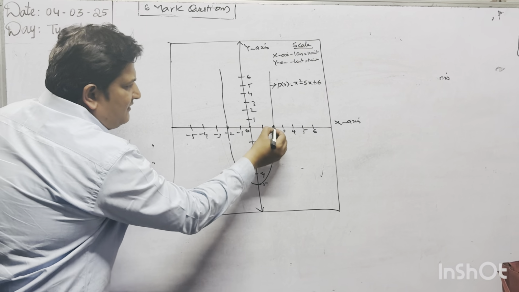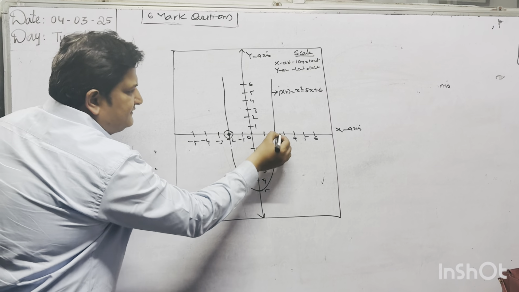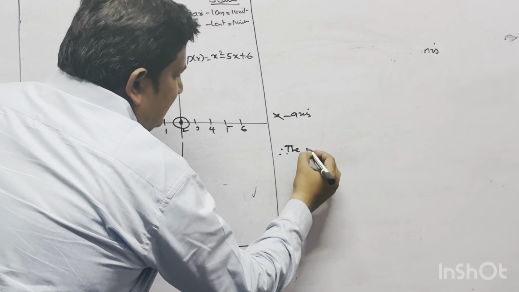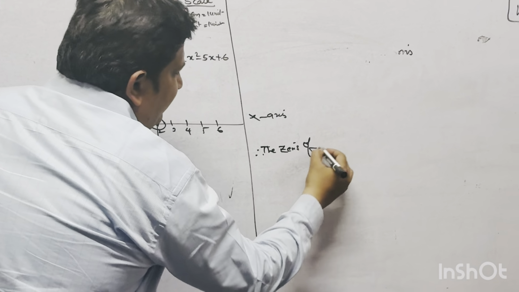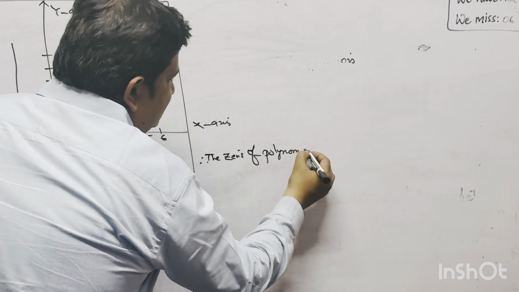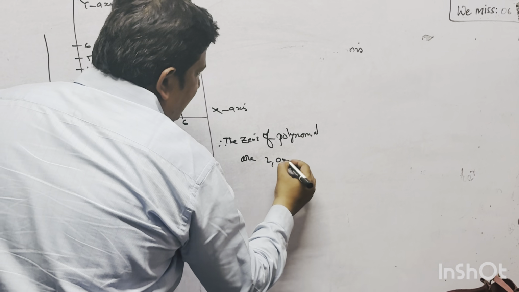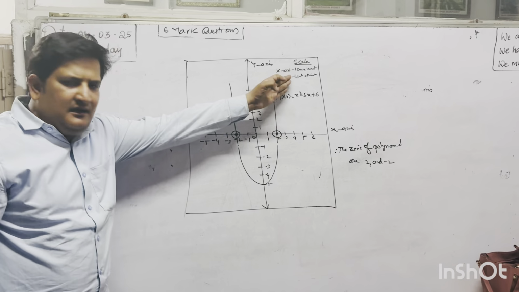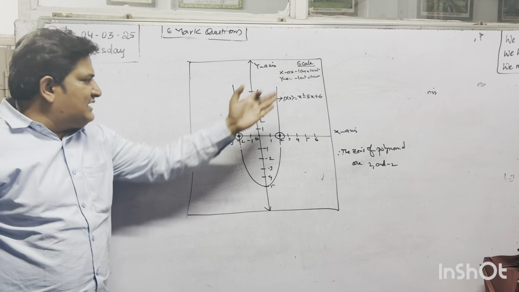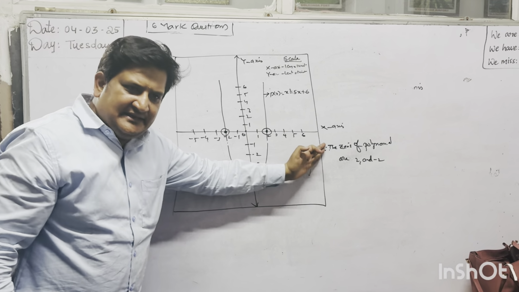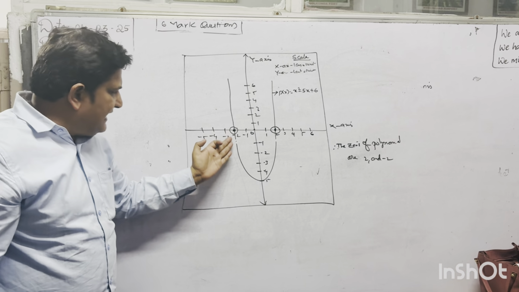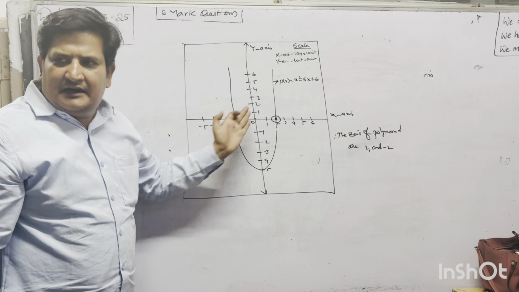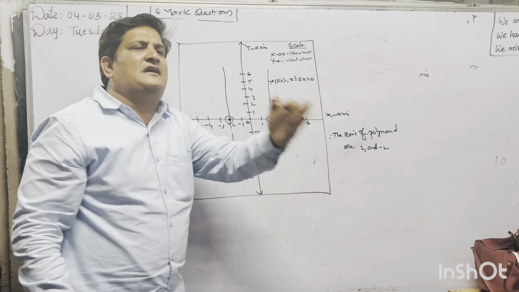These are the zeros of the polynomial. Put it here and round up like this. Okay? Then finally you should write, therefore the zeros of the polynomial are 2 and minus 2. So this is the way you have to represent the graph. You should write the scale, you should write the x-axis, you should write the y-axis, you should write the coordinates. Where you got the answer, round it up wherever it is touching the x-axis, those are the zeros of the polynomial, then write the answer. Then you will get complete 6 marks.